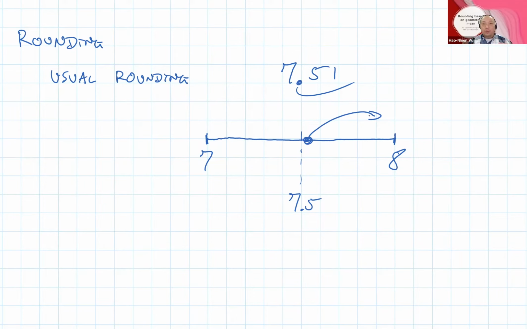And the natural question that you should ask is, why 0.5? Why not 0.4 or 0.6? What's so special about 0.5? The answer is because 7.5 is right in the middle of 7 and 8. In other words, it's because it's the arithmetic mean of 7 and 8. I mean, how do you find the middle of 2 numbers? You add them and you divide by 2. This is the arithmetic mean.